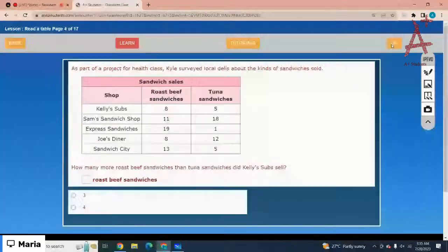Okay, as part of a project for health class, Kelly surveyed local delis about the kinds of sandwiches sold. So, how many more roast beef sandwiches than tuna sandwiches did Kelly's sub shop sell? So, which is the correct option?